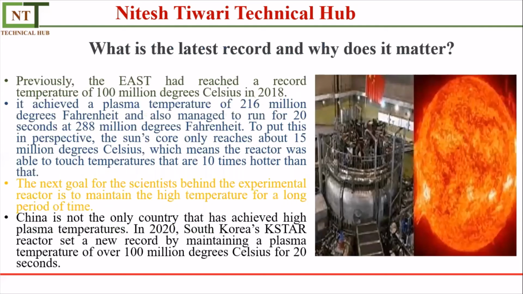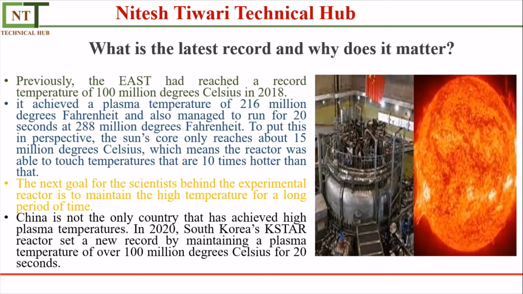So next, what is the latest record and why is it so important? The EAST reactor set a new record when it achieved a plasma temperature of 216 million degrees Fahrenheit and also managed to run for 20 seconds at 288 million degrees Fahrenheit. To put this in perspective, the sun's core only reaches about 15 million degrees Celsius, which means the reactor was able to reach temperatures that are 10 times hotter than the sun.